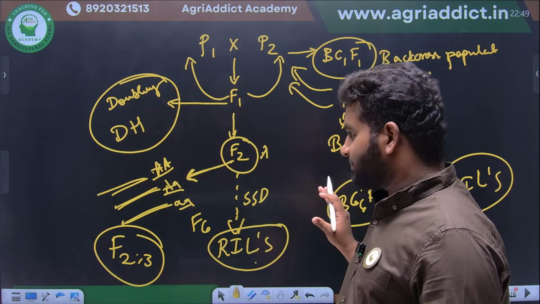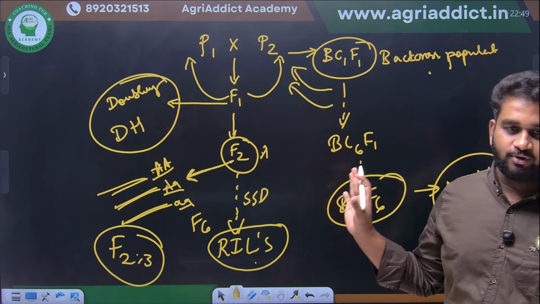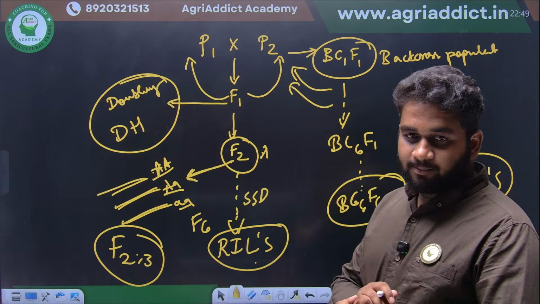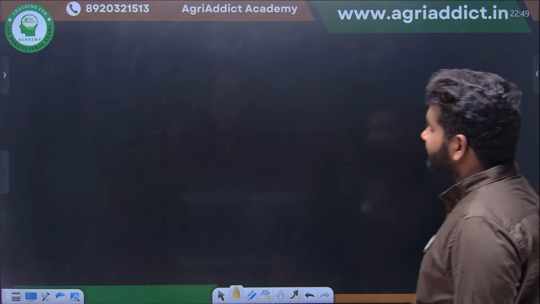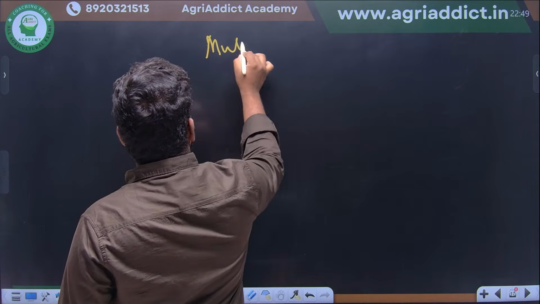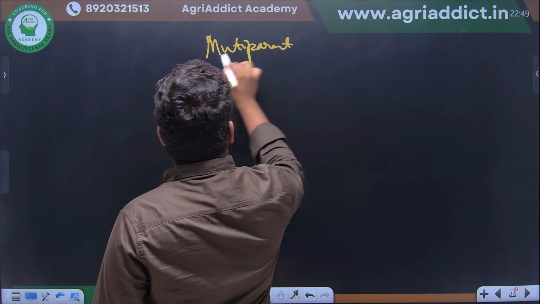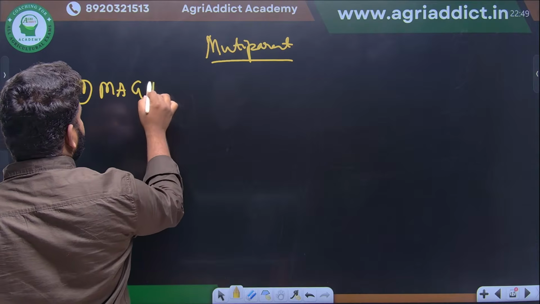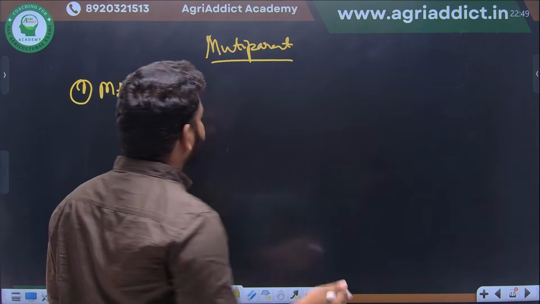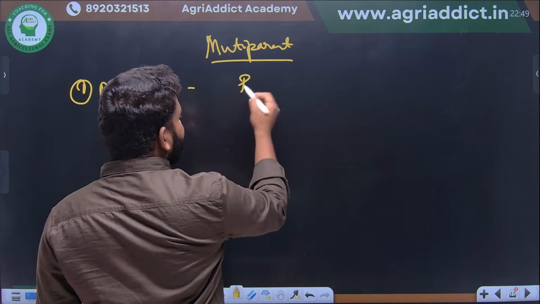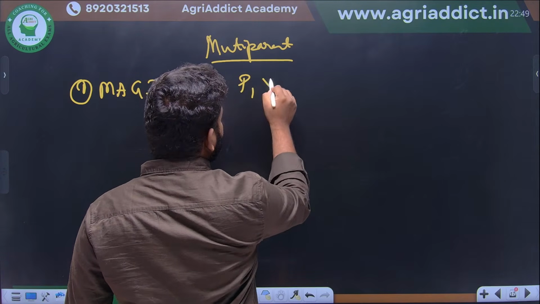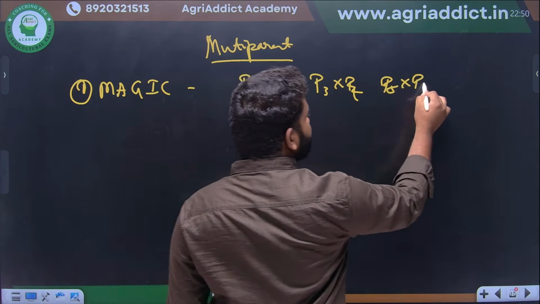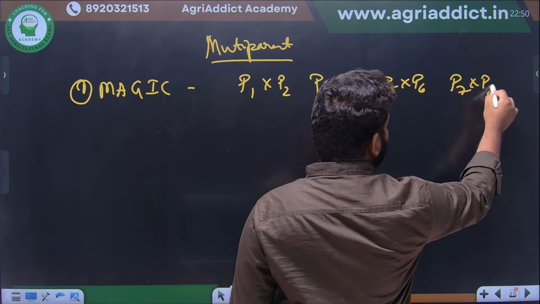At this point, we should know the basics of how we produce different mapping populations. These are all biparental mapping populations. But in the case of multi-parent populations, the first one is MAGIC, multi-parent advanced generation intercross. How do we develop it? You select some 8 to 10 parents. I will take 8 parents: P1 into P2, P3 into P4, P5 into P6, P7 into P8. These are different parents, multi-parents.